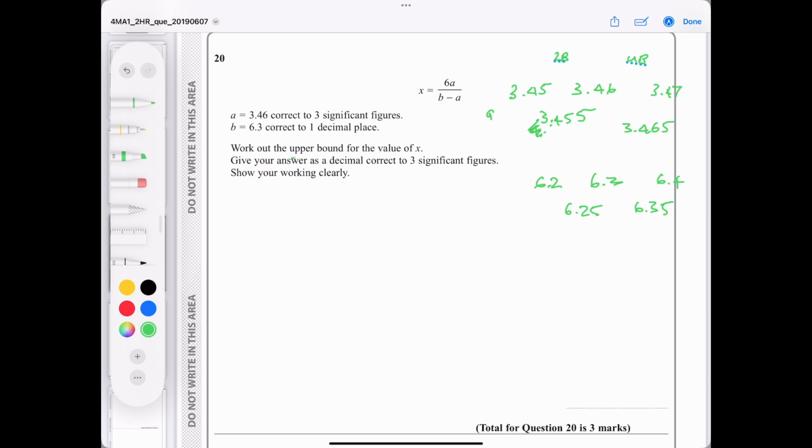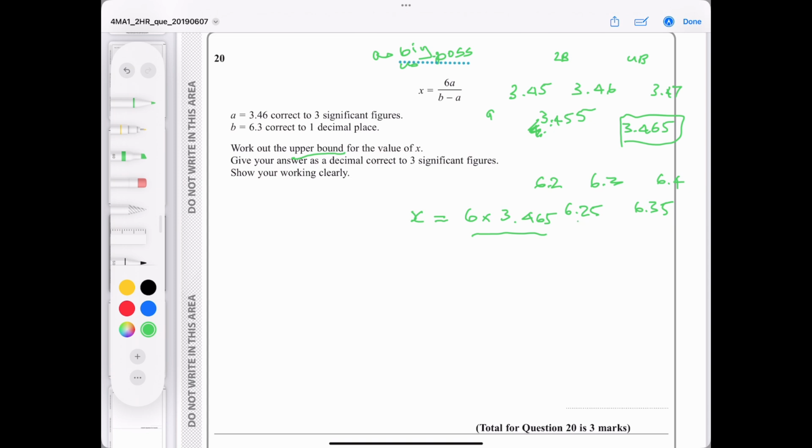Now we want to work out the upper bound for x. We want x to be as big as possible. So that would mean x equals 6 times a. If it's as big as possible, we need to pick the biggest a we can. So the biggest a we can is that. So it'd be 6 times 3.465.